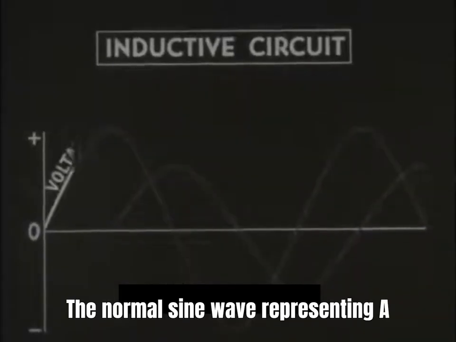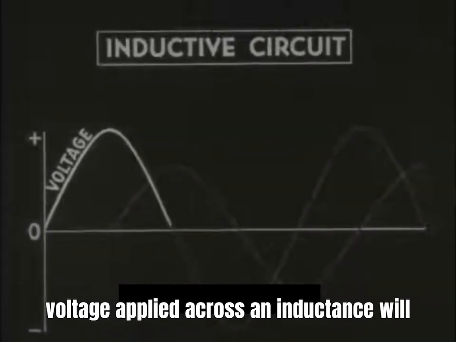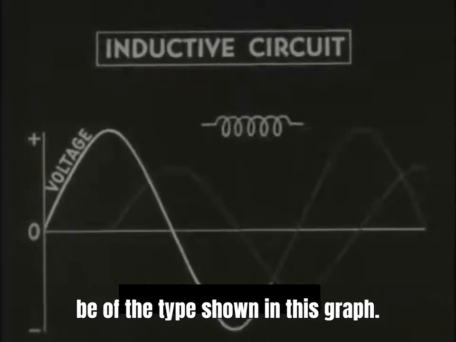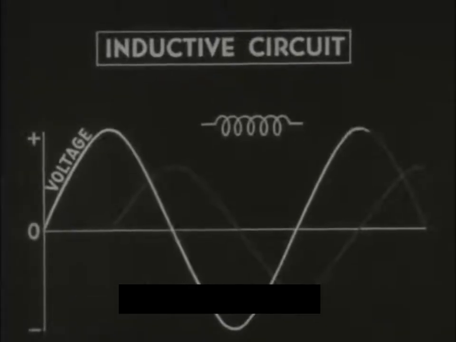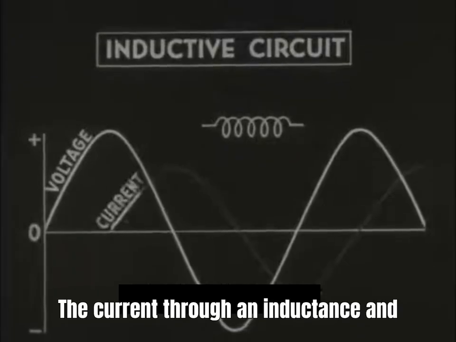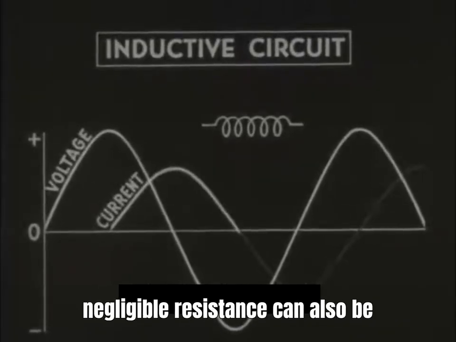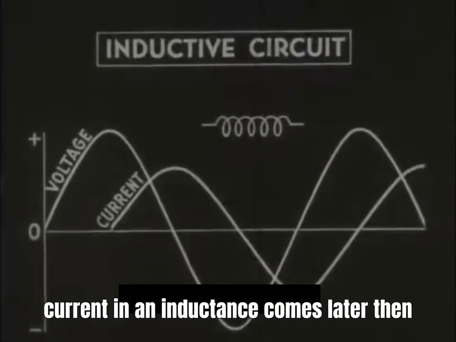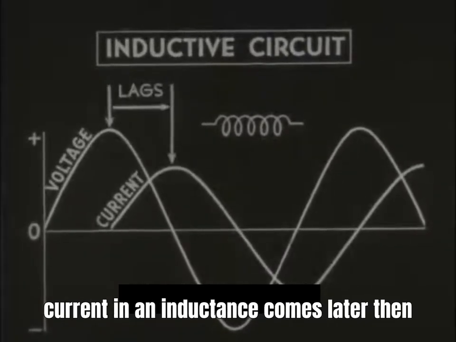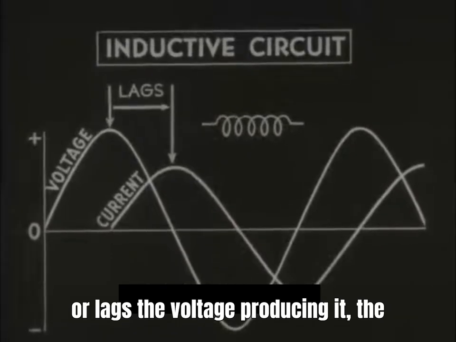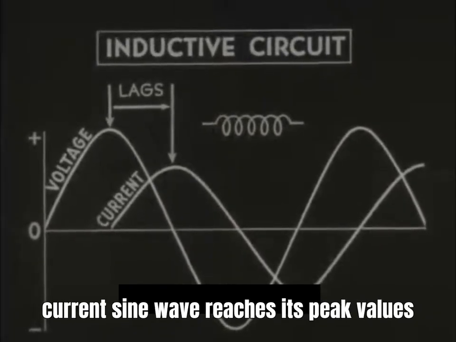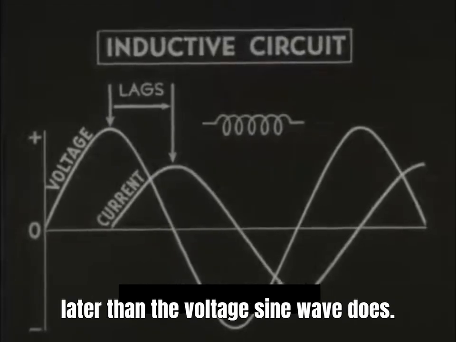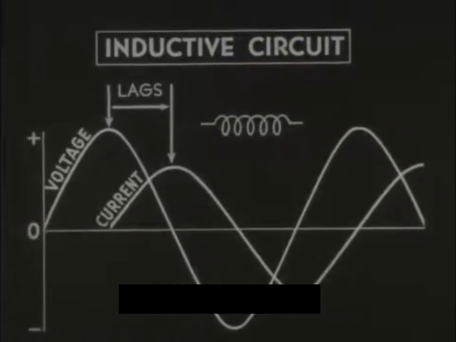The normal sine wave, representing a voltage applied across an inductance, will be of the type shown in this graph. The current through an inductance in negligible resistance can also be pictured as a sine wave. And since the current in an inductance comes later than, or lags, the voltage producing it, the current sine wave reaches its peak values later than the voltage sine wave does.